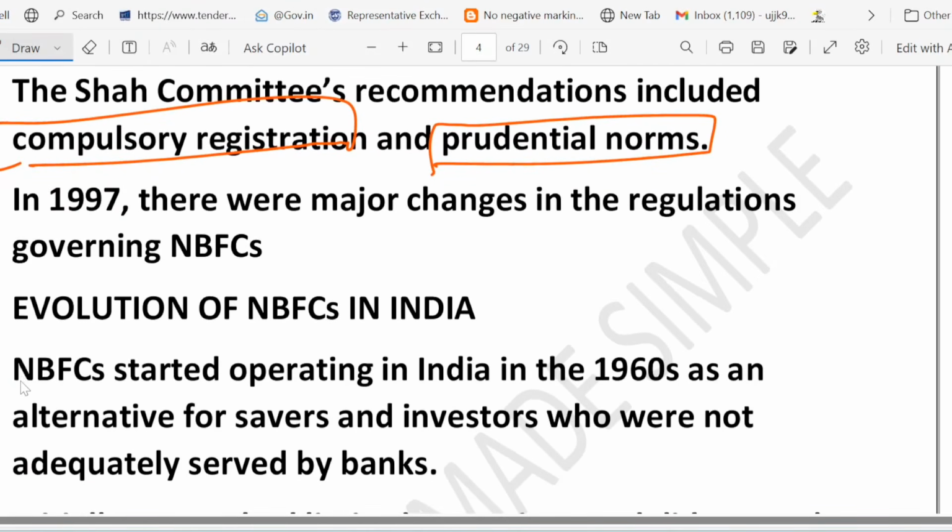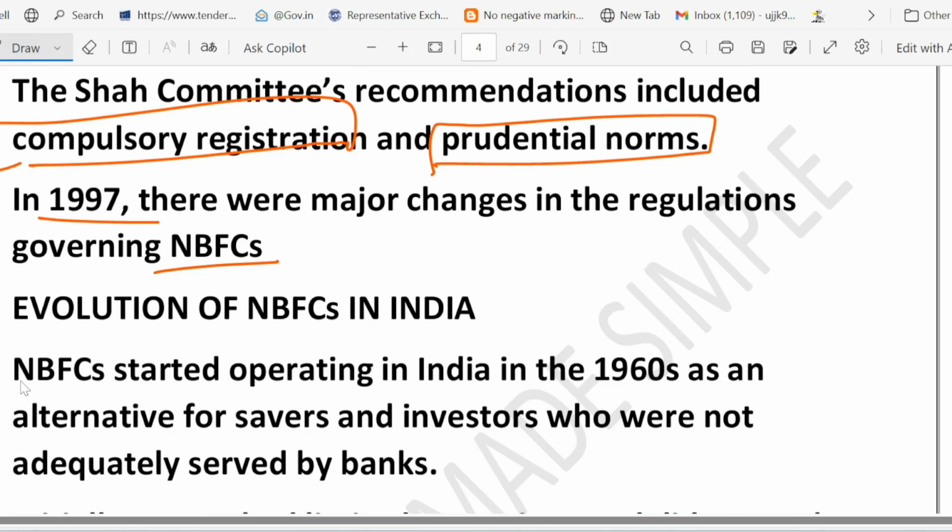Then in 1997, what happened? There were major regulatory changes. RBI got more power to supervise NBFCs in 1997. Stricter rules on capital, risk management, and transparency. Now, basically, for depositor protection, it is very important. For making NBFCs more trustworthy, it is very important.